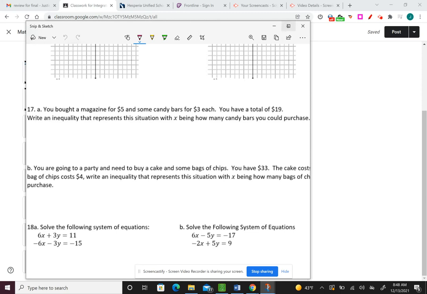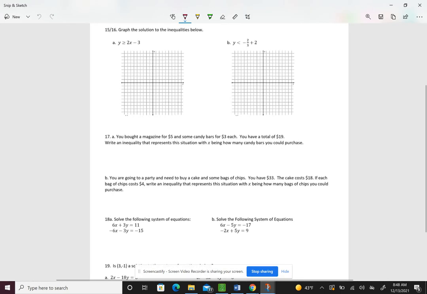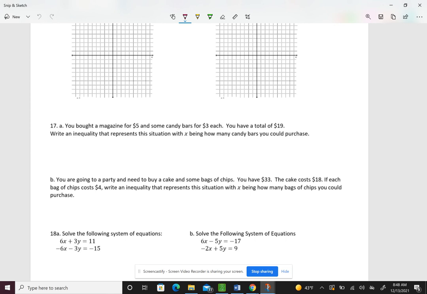All right, guys, for number 17, understand that it's asking us to write an inequality that represents this situation. So we know that we've got to use an inequality sign. So it's either going to be less than, greater than, less than or equal to, or greater than or equal to. All right, so we know that's going to be in there.